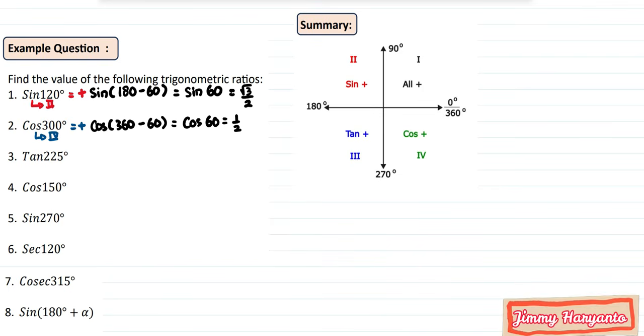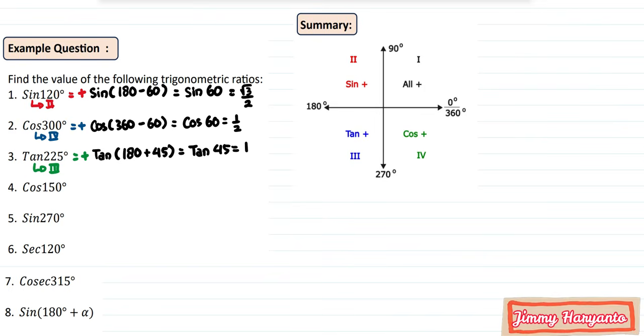Okay, next is this one, tangent 225. 225 lies in the third quadrant, and tangent in the third quadrant will become positive. And then 225 is very close to 180, so we will use 180. 180 has to become 225, which means you have to add 180 plus 45, like this. You can ignore the 180, you will have tangent 45, and then tangent 45 equals 1.